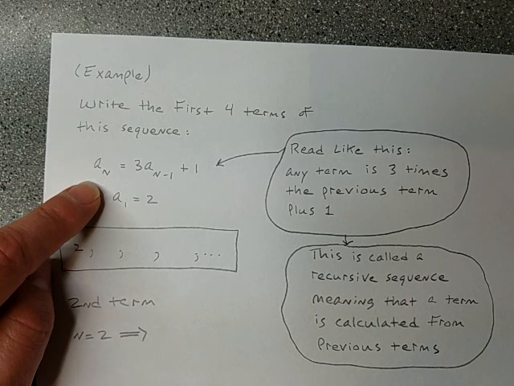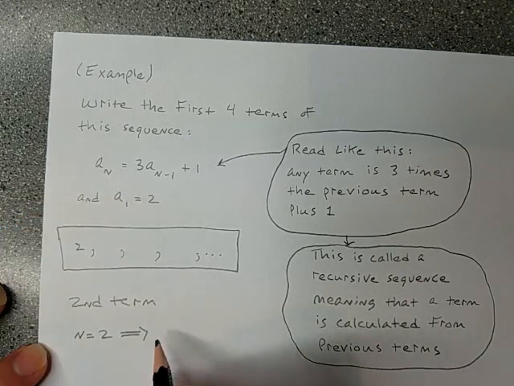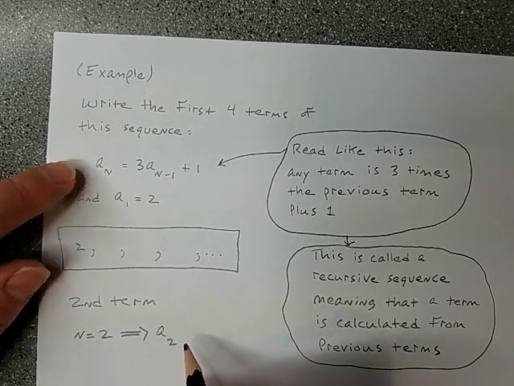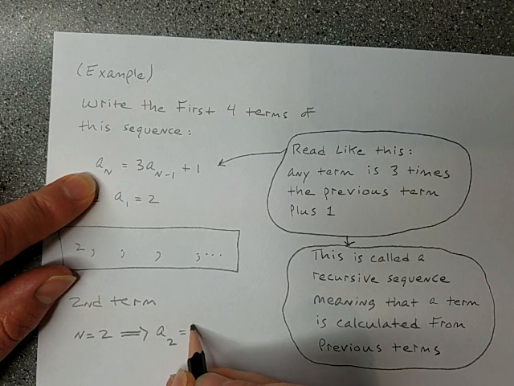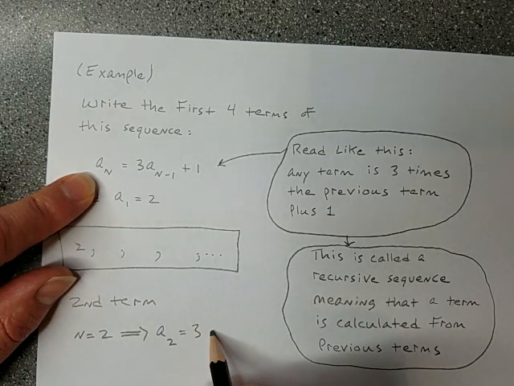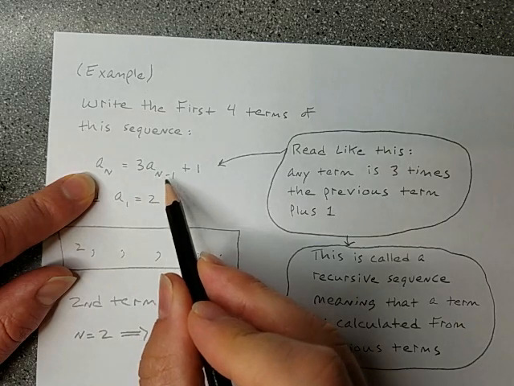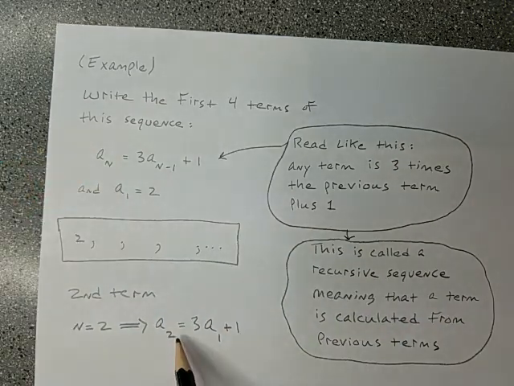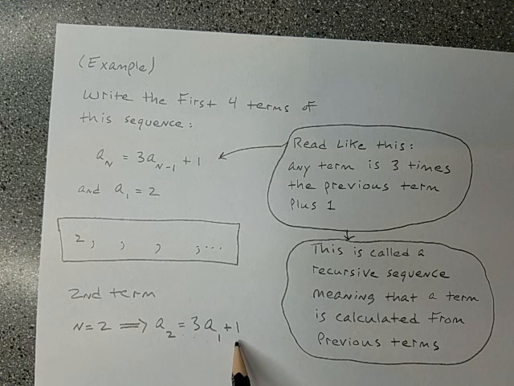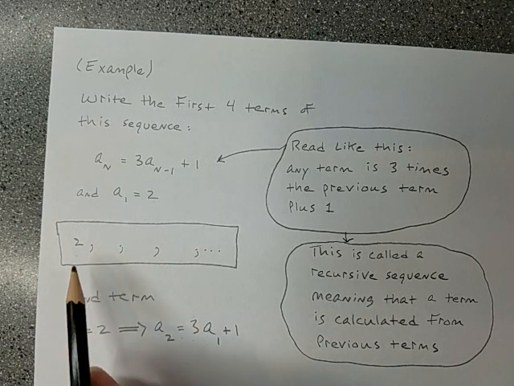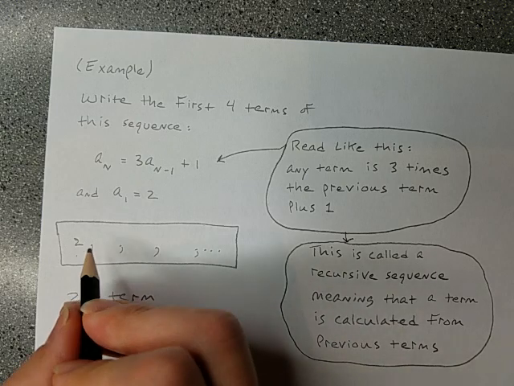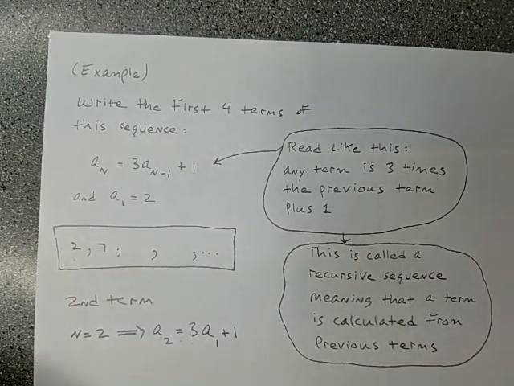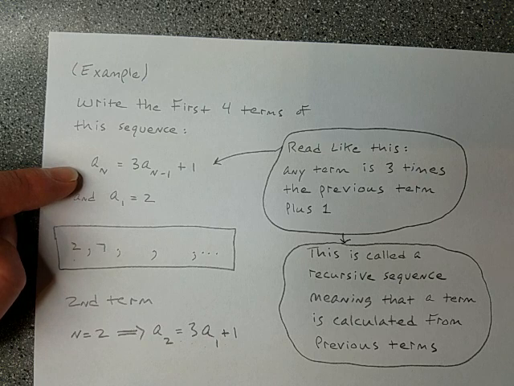Well, if I put 2 for the n, look what it says. It says a subscript 2 is 3a sub 2 minus 1, what's 2 minus 1? Okay, 1, plus 1. So the second term is 3 times the first term, then plus 1. All right, well, the first term's 2, right? So what's 3 times 2 plus 1? That will be 7. So that's how you can use this to find the term you want.